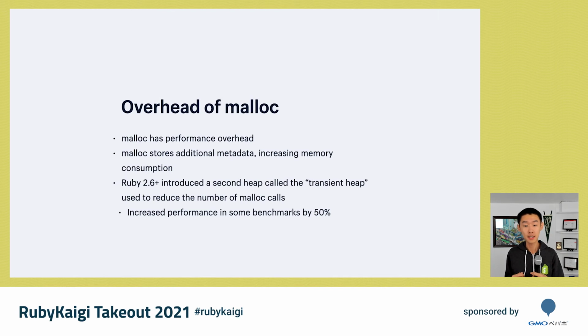Ruby 2.6 introduced a second heap into Ruby called the transient heap that aims to speed up Ruby by reducing the number of malloc calls. It was successful at improving performance, and some benchmarks saw performance improvement by up to 50%. However, the transient heap has technical limitations and cannot be a true malloc replacement.